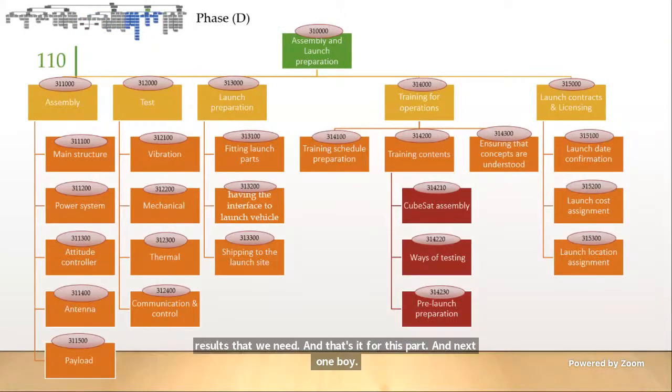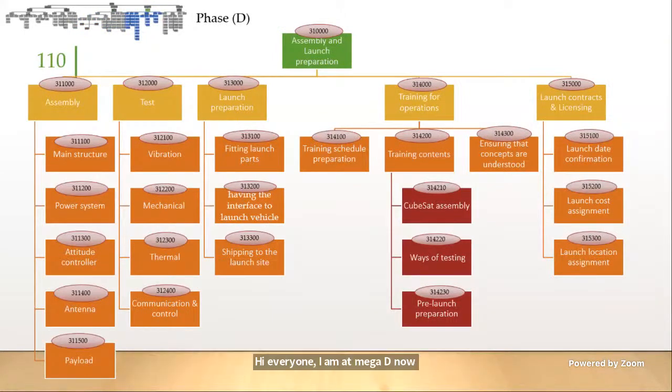Hi everyone, I am Ahmed Magdi. Now for the third year mission, it is NASA Phase D that is assumed to last for 18 months. There is a stage of preparing for assembly and launching, and it consists of a basic set of sub-stages: assembly and testing and launch preparation, training for performing the ongoing operations, and launch contracts and licensing.